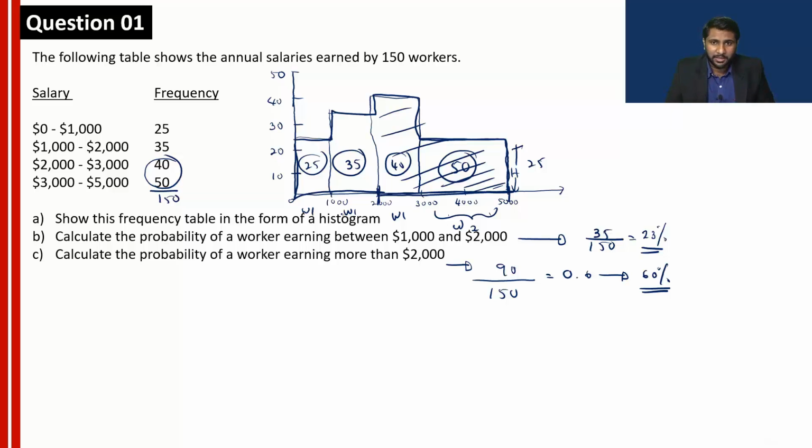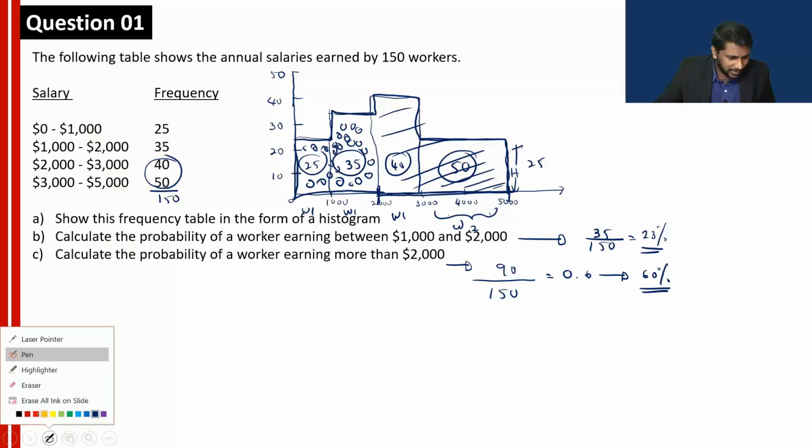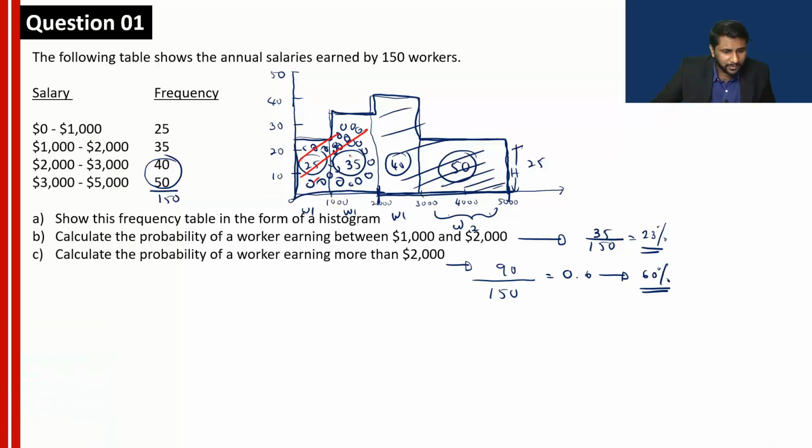Now again I am asking you, what's the probability of an employee earning a salary less than 2000? Less than 2000 means these two categories that I highlighted. So I am asking what's the percentage of these two categories. Let me take a different color, maybe red. What you have to understand is that this entire histogram is 100%.